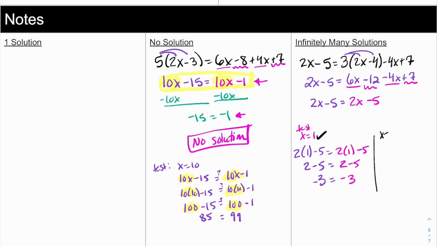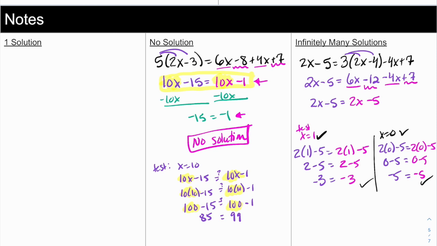Someone else said, well, I think 0 is a solution, right? And so we tested it. So that would be 2 times 0 minus 5. On the right-hand side, we would also have 2 times 0 minus 5. So we would get 0 minus 5, which is negative 5 on that left side. On the right side, we would also get 0 minus 5, which is negative 5. It satisfies the equation, which means it is also a solution.